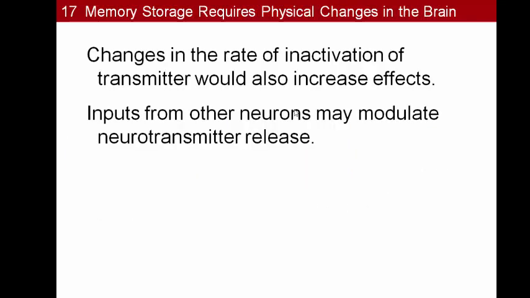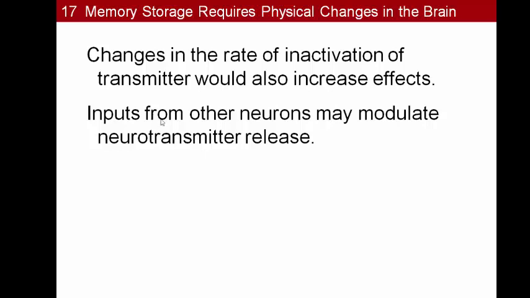Okay. It also talks about changes in the rate of inactivation of transmitter. So remember that there are some neurotransmitters that are taken back up whole, right? And so we talked about, like, selective serotonin reuptake inhibitors, blocking that. But some neurotransmitters are broken down. We talked about, like, acetylcholinesterase that breaks down acetylcholine. So if a learning event changed the rate of inactivation of a neurotransmitter and caused the neurotransmitter to be in the synapse longer and be active longer, then that would cause an increase in postsynaptic potential as well.